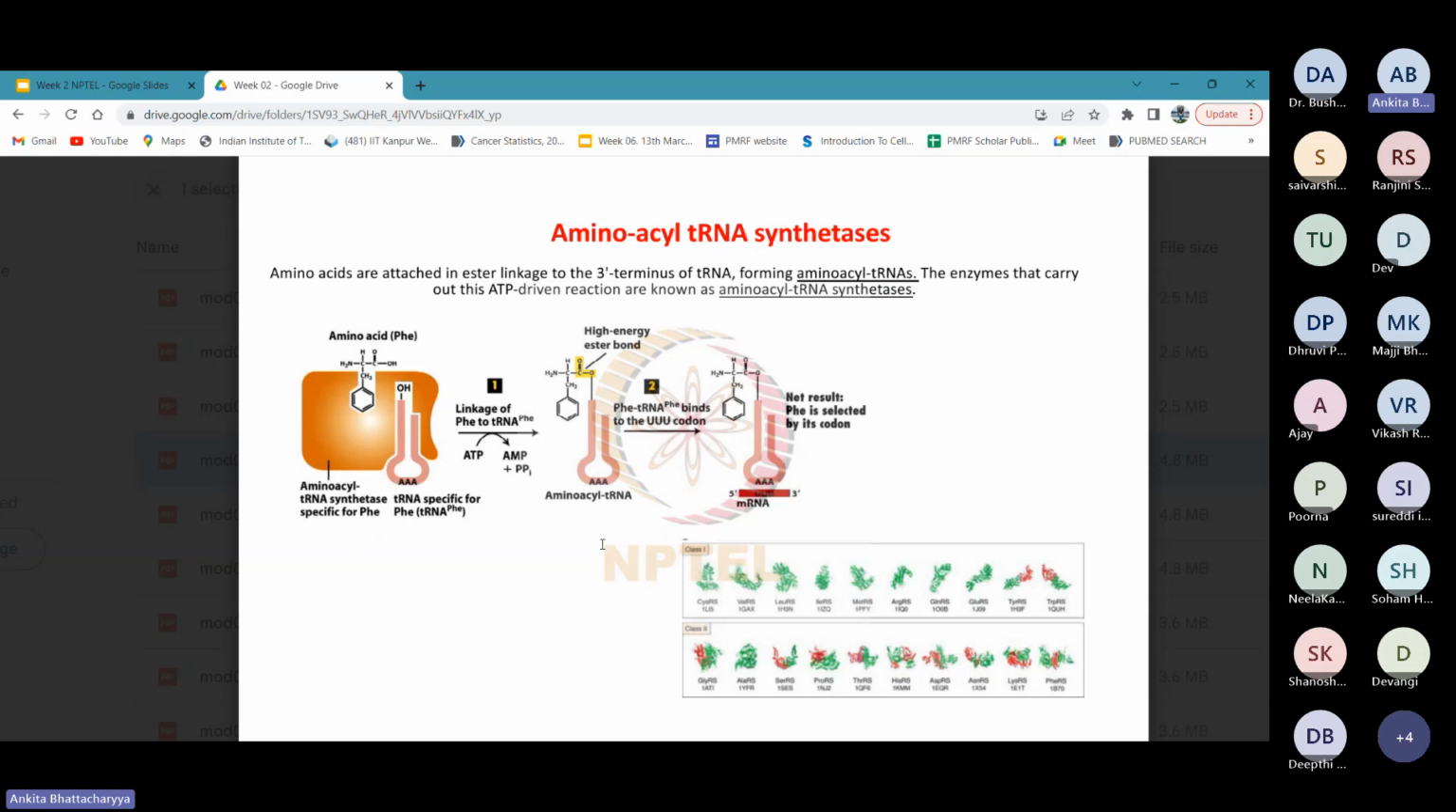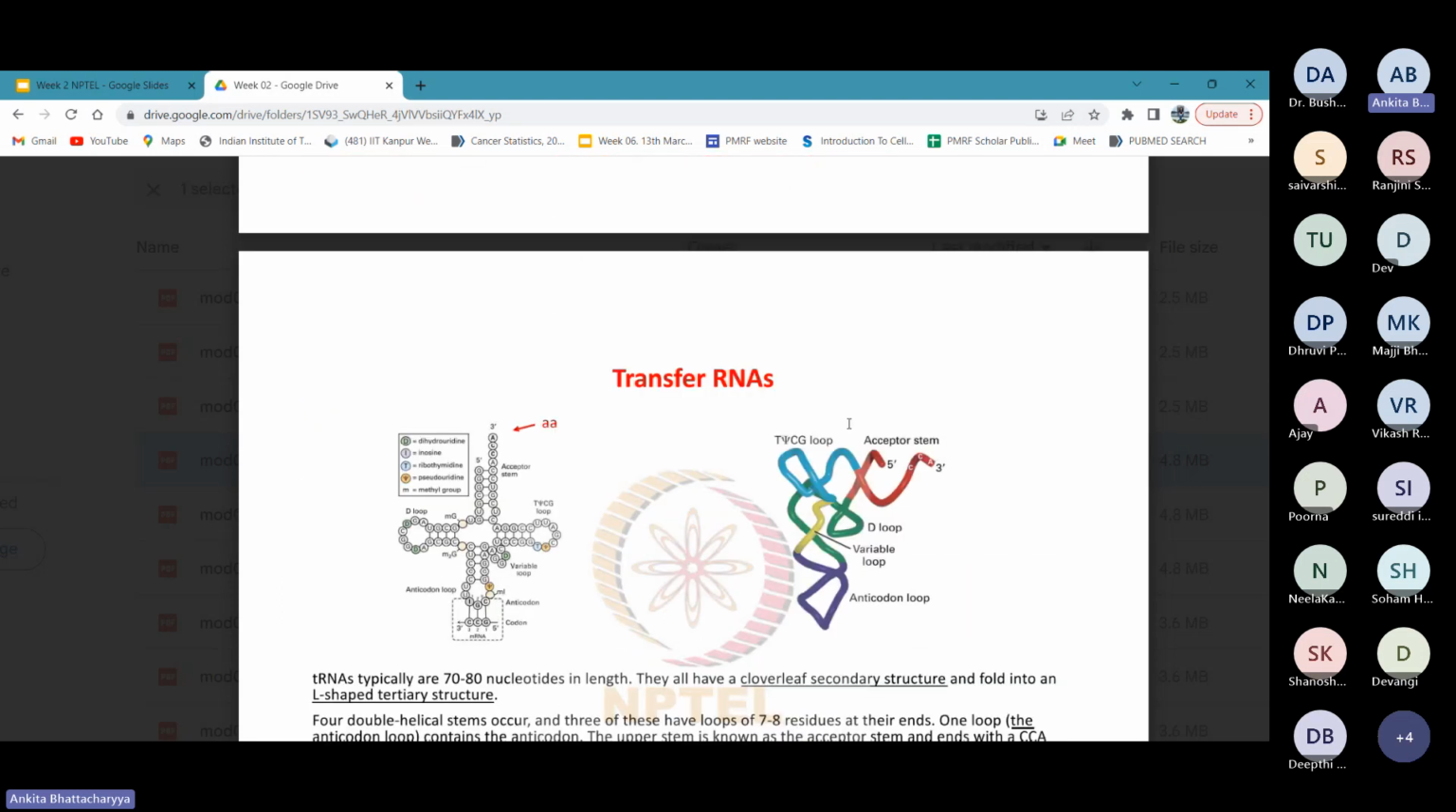So after this process of charging has been done, like in this example, here you have AAA in the anticodon loop. And with respect to that, you expect that this tRNA should be able to recognize phenylalanine, and therefore it gets charged with the correct amino acid, which is phenylalanine. And after it encounters the same in the mRNA, this phenylalanine amino acid would be incorporated into the elongating polypeptide chain. That is basically the idea behind it.